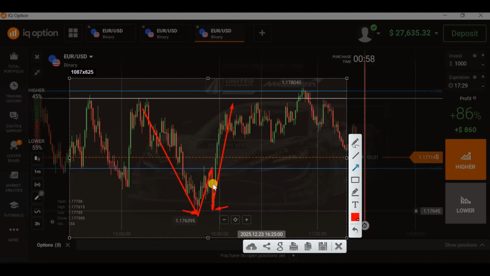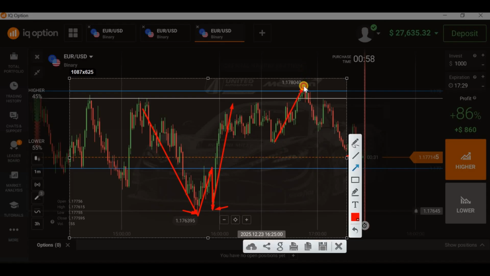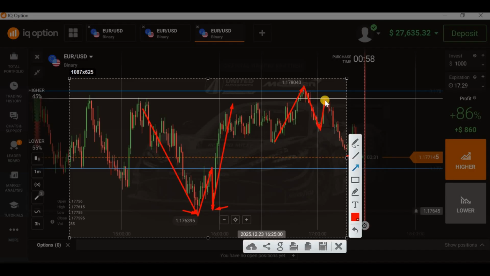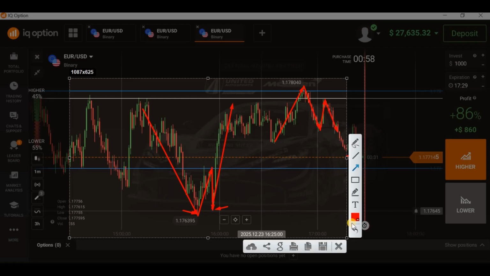The opposite of the double bottom is the double top. I think someone must have spotted the double top already. The double bottom shows a support. The double top is the opposite, where it shows a resistance. This is the first top. It came down, it went up and made a second top lower than the first top and it fell down. Now I want to show you how to trade these double tops and double bottoms.